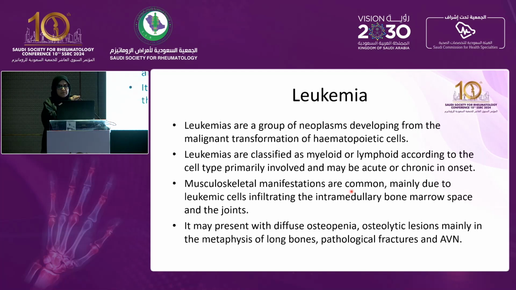Leukemia. Leukemia is a group of neoplasms developed from malignant transformation of the hematopoietic cells. Leukemias are classified as myeloid or lymphoid according to the type of cells involved. Musculoskeletal manifestations are common in leukemias, mainly due to leukemic cell infiltration of the intramedullary bone marrow space. It might present with diffuse osteopenia, osteolytic lesions mainly in the metaphysis of long bones, and they might present with pathological fracture.